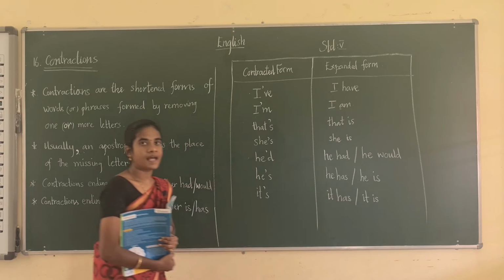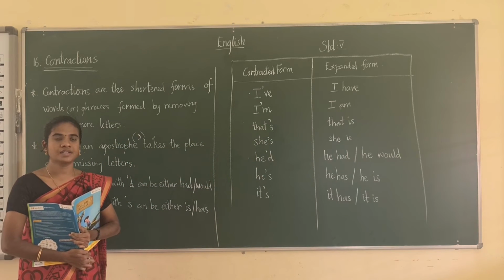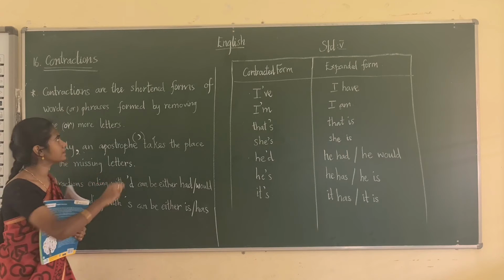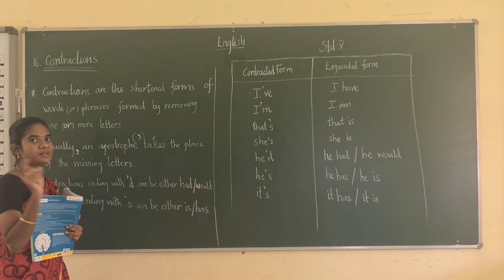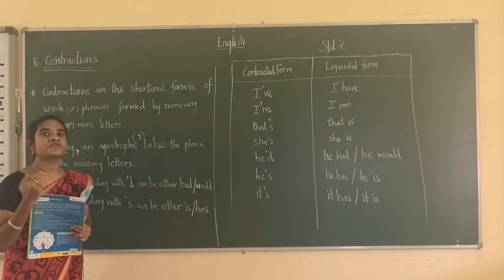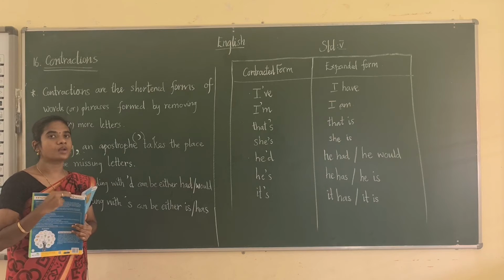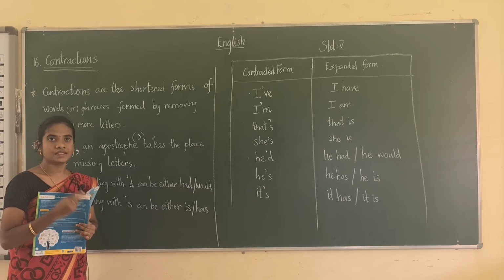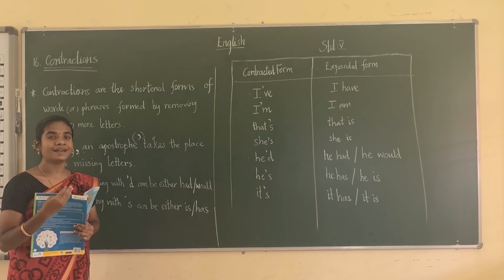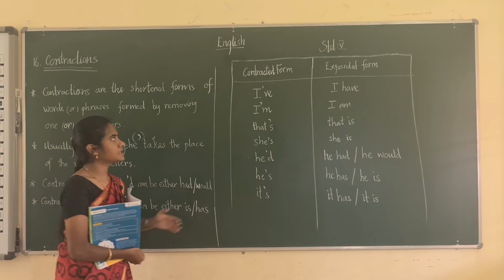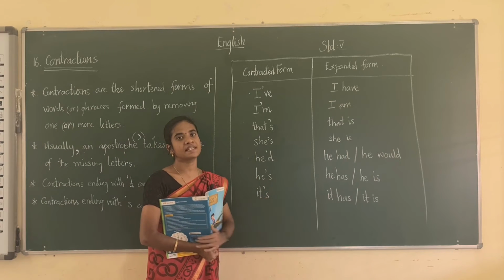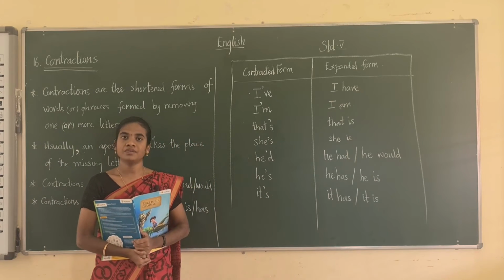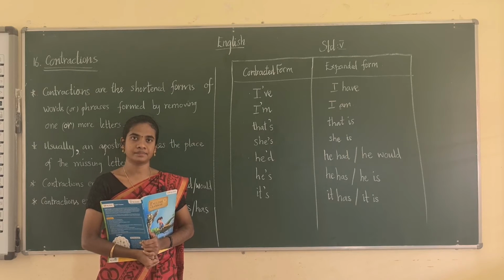Okay, students, are you clear with the contractions? The main thing you have to remember is that contraction means it is a shortened form. It is formed by removing one letter or more than one letter, and we have to put an apostrophe for the missing letters. So these are all the points you have to remember for the contractions, and also you have to look at the examples which are given in your book. Now we shall do the book exercise.